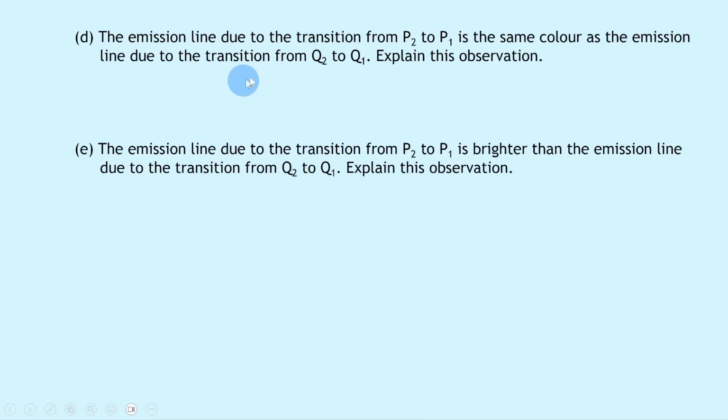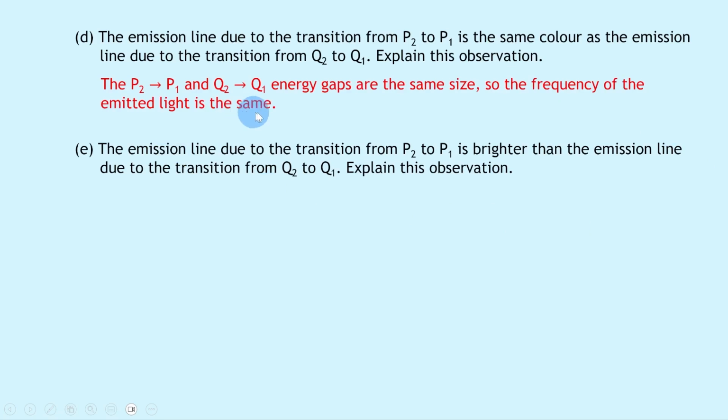Part D then says the emission line due to the transition from P2 to P1 is the same colour as the emission line due to the transition from Q2 to Q1. Explain this observation. Well, we can say that the P2 to P1 and Q2 to Q1 energy gaps are the same size, so the frequency of the emitted light is the same. So that is, the energy differences or energy changes here are the same, so the frequency or the wavelength of the light must be the same as well.